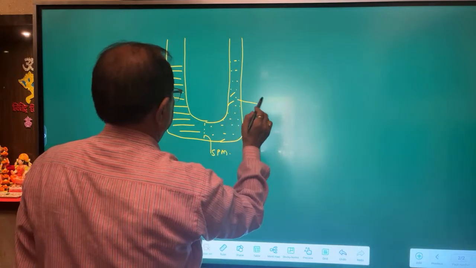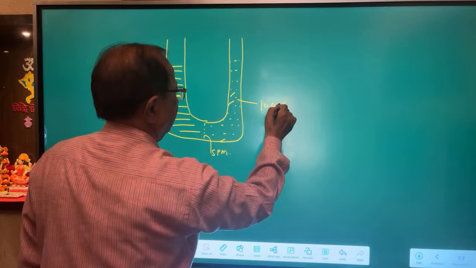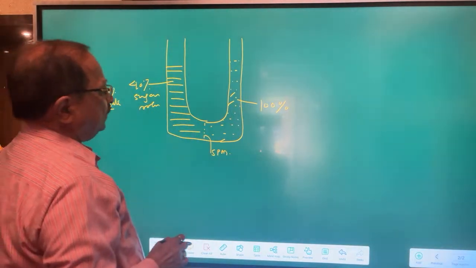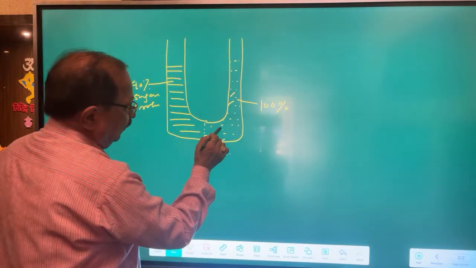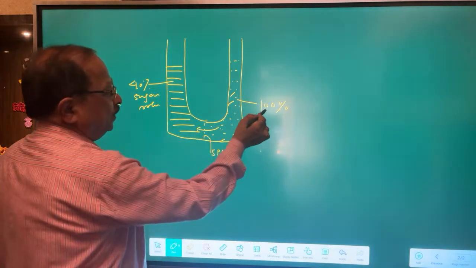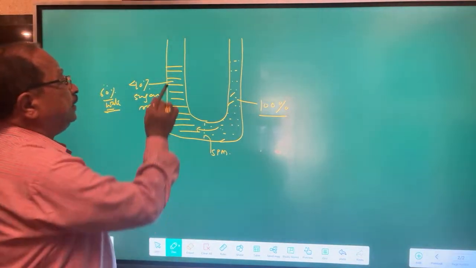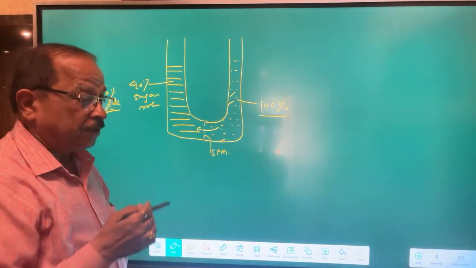It has got 100% water, and here the water percentage is 60%. So after some time, the solvent will tend to move from the region of its higher concentration to the region of its lower concentration, and the level of this solution will tend to rise.